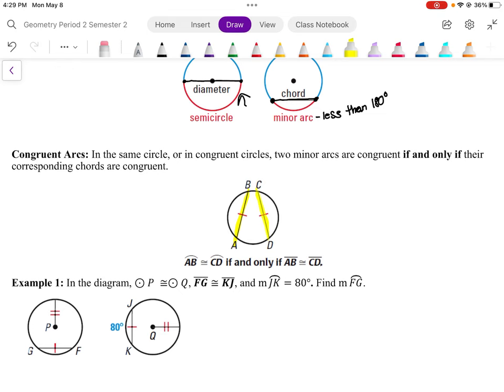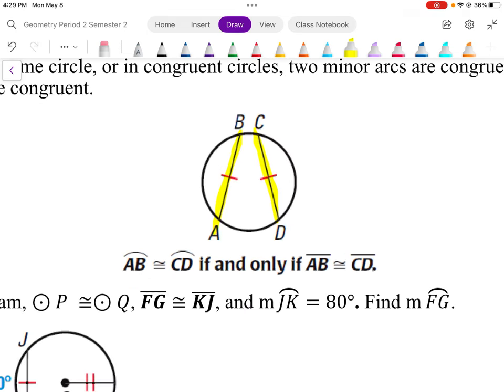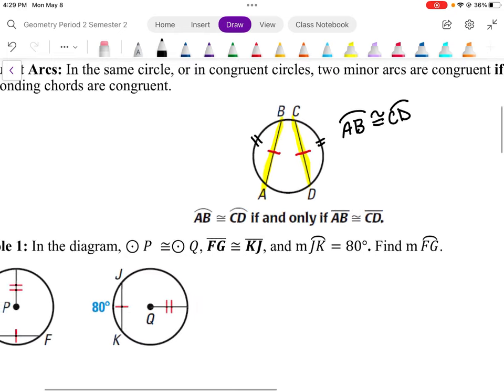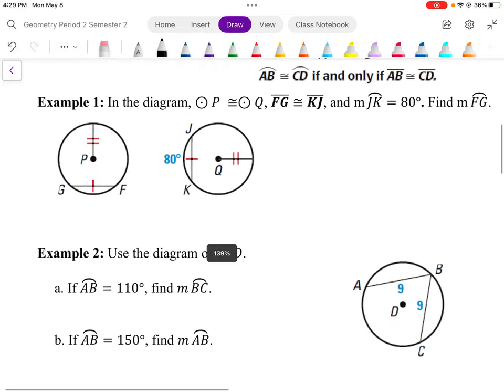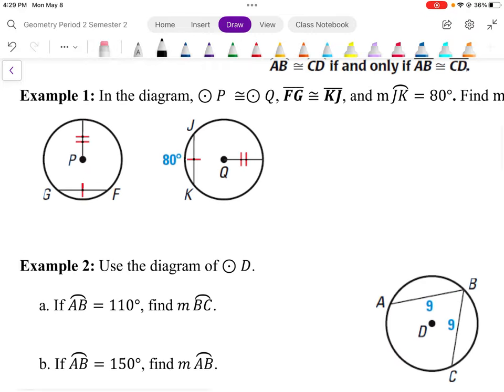With this, if you have a circle with two chords that are congruent to each other, so AB and CD are congruent, the arcs that they cut off are also going to be congruent to each other. So in this one, arc AB is congruent to arc CD. Looking at example 1, we can use that.